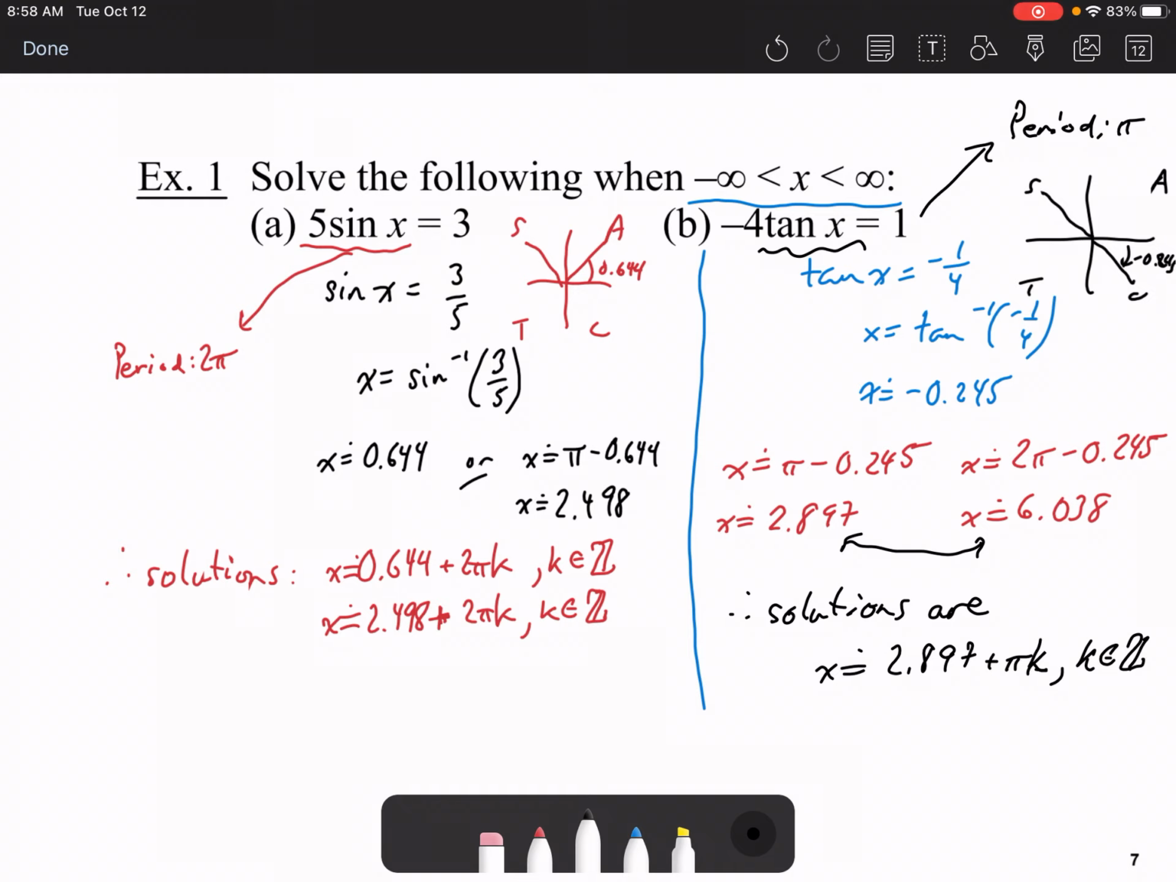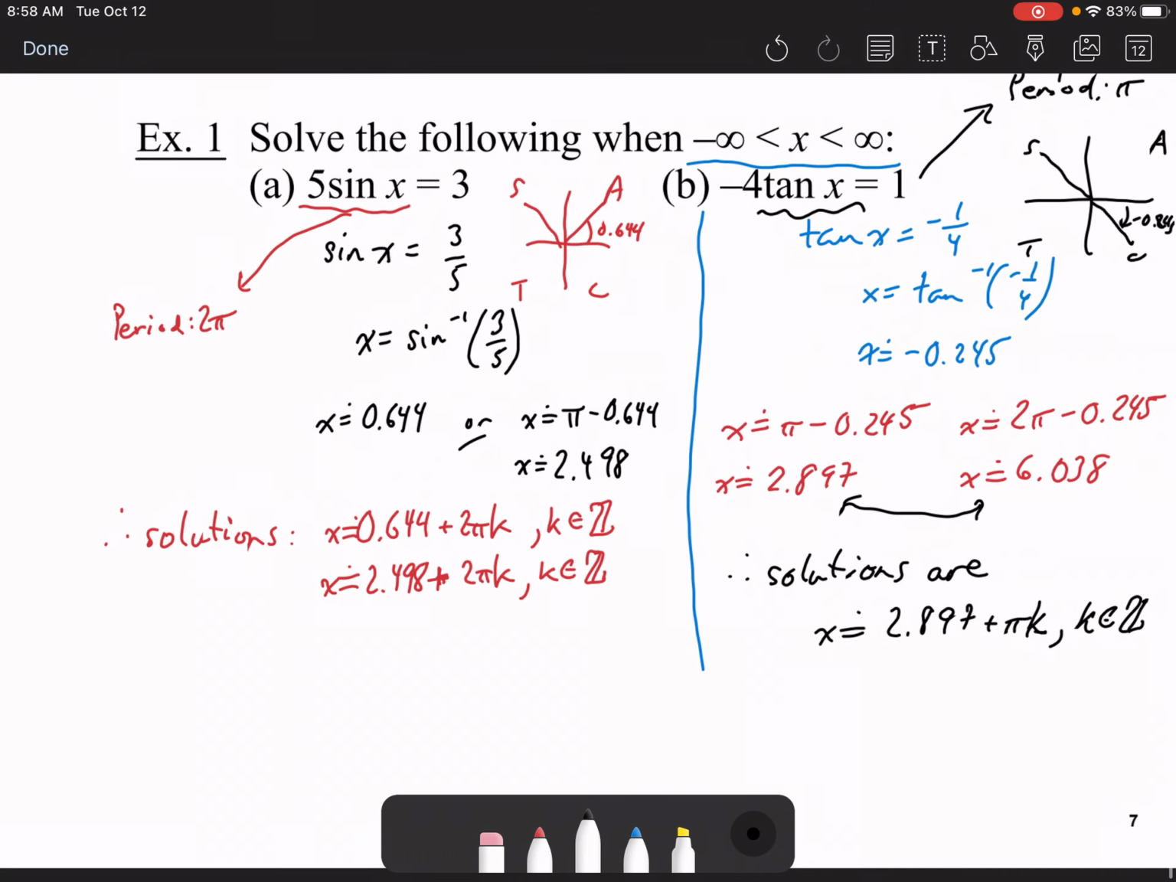And that gives you all the solutions that you could possibly have. And thus concludes this lesson.